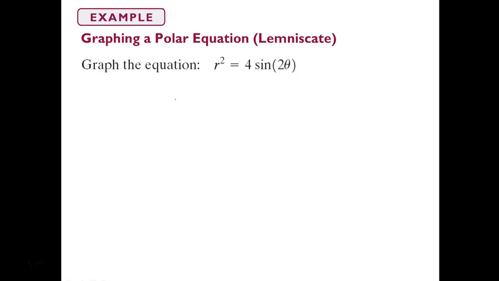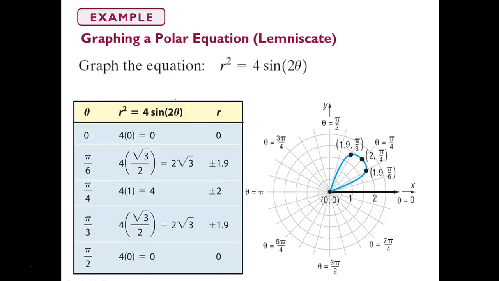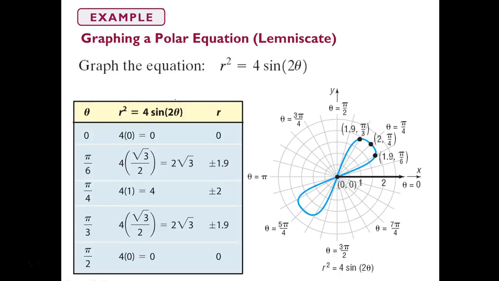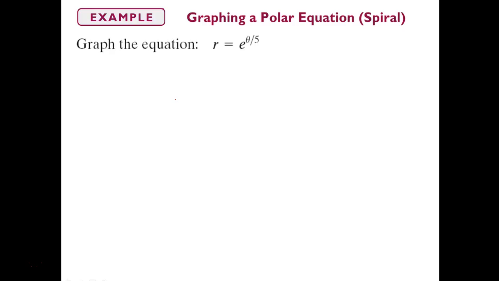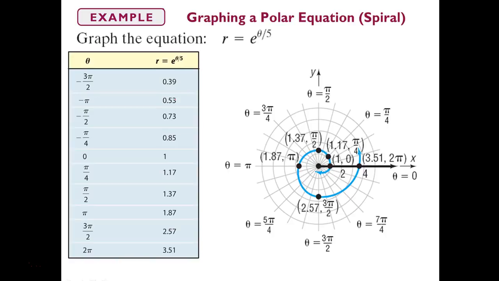Sine is not a rose petal. It's more like stacked infinity symbols, I guess, for a better description. See how it kind of goes further out like that? And then there's the spiral. And so I have e to the theta over 5. And that will just loop around forever and forever.